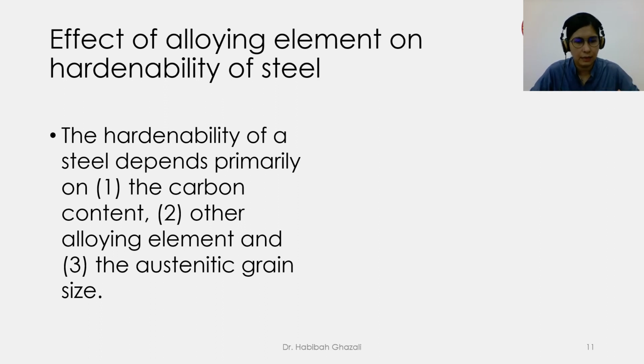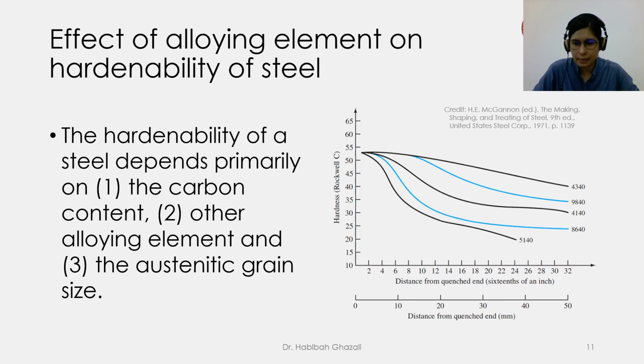And the other factors are the alloying element, which we'll look into deeper in module 9, and also the austenitic grain size. So just an example of how the alloying element can affect hardenability is through this example here. These are steels that consist of 0.4 weight percentage of carbon. All of them have an average of 0.4 weight percentage of carbon. How I can tell is by looking at the last number here.